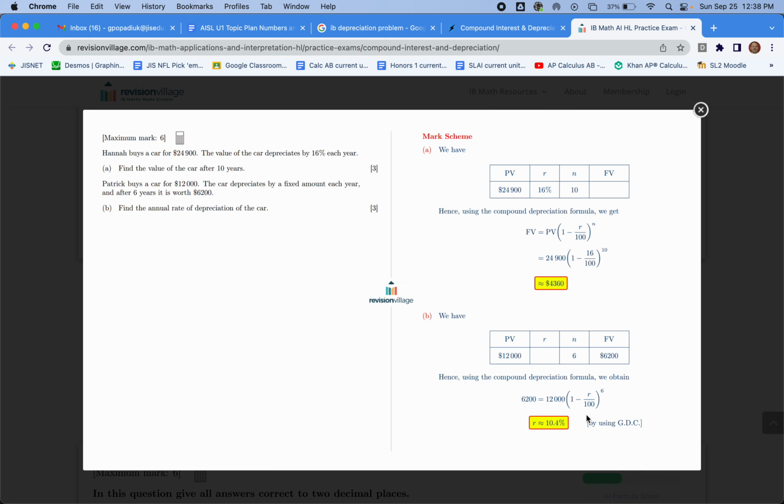There's a formula for this also, where it's very similar to what we did before. 6,200 is our final amount. 12,000 is our starting amount, and then again they're starting with 1 as a placeholder, and we're subtracting some fixed rate over 100. That's to convert it to a decimal, and our time period is 6 years.